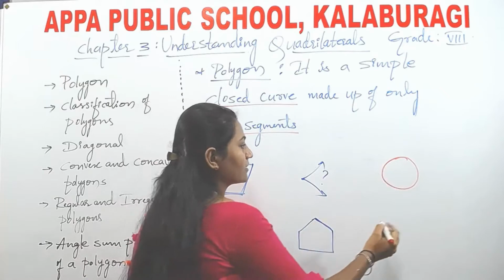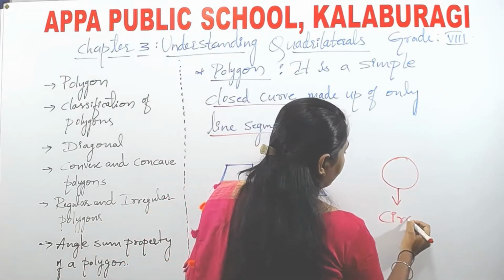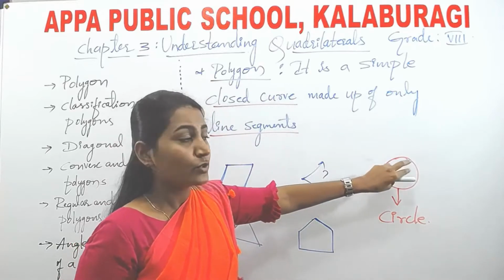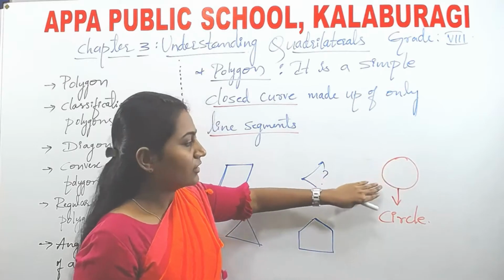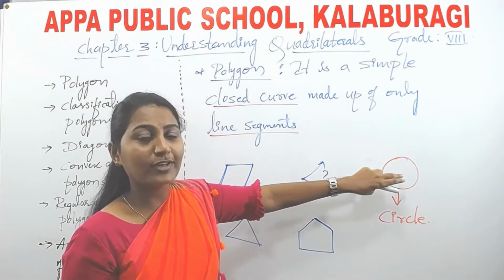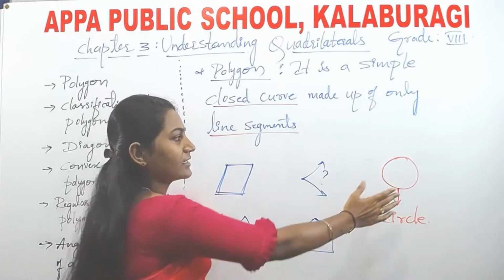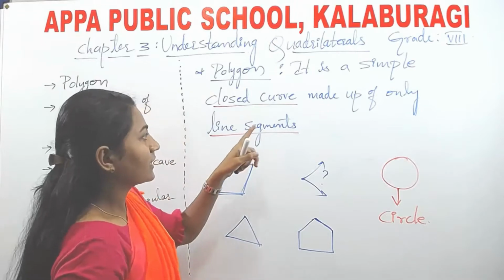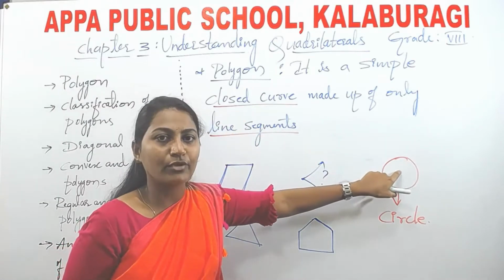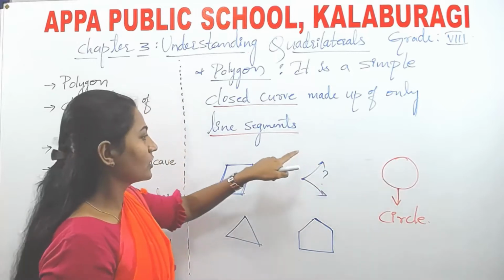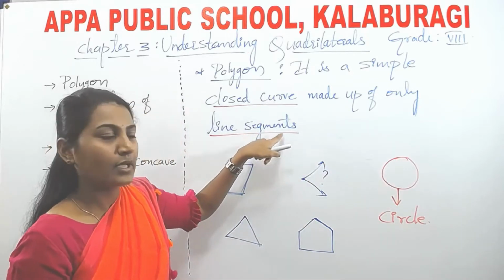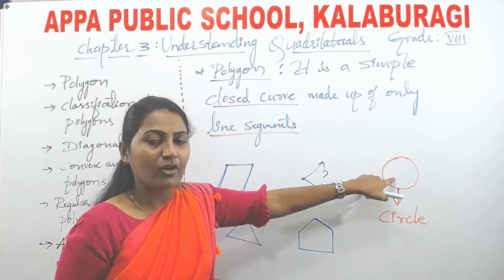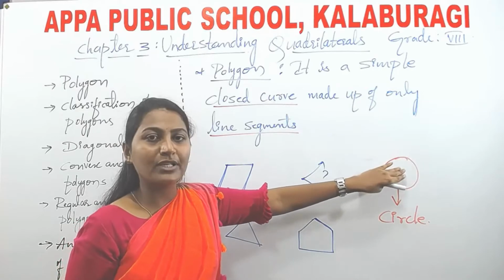No, you will call this a circle. This one is a circle. You cannot see any of the line segments. So I can call this a simple closed curve, but not a polygon. Do keep in mind, this is a simple closed curve, but not a polygon. Why? Because the condition for a polygon is not satisfied for this figure. Which is the condition? It should be made up of only line segments, but you cannot see any line segments here. Therefore, this cannot be called a polygon, but it is a simple closed curve.